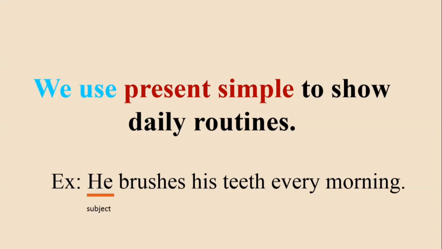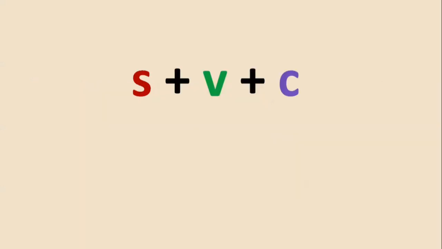What is he? It is subject. What is brushes? It is verb. And what is the rest? It is complement. So the structure of present simple is subject plus verb plus complement. S stands for subject, V stands for verb, C stands for complement.